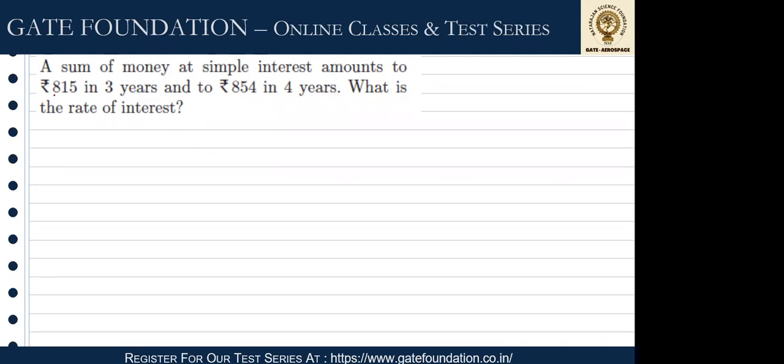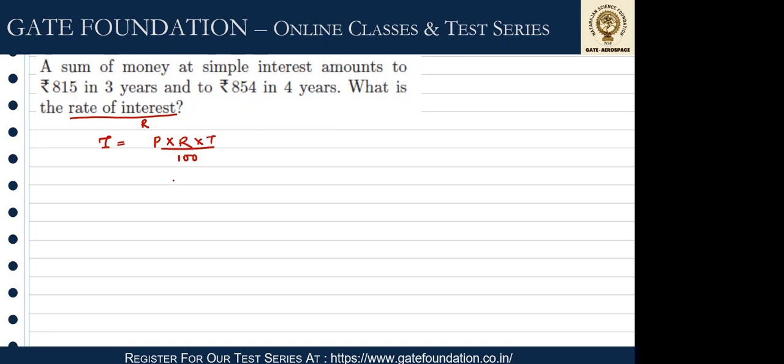Yes, let's try to see how this can be solved. So a sum of money at simple interest amounts to 815 in 3 years and 854 in 4 years. What is the rate of interest? You are supposed to calculate the rate of interest, that is R. We know that the formula for interest in case of simple interest is P into R into T by 100.